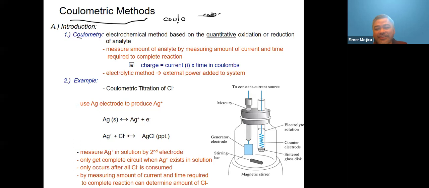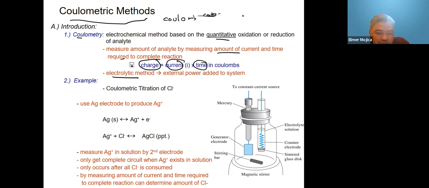So in colummetry, so that's based on coulomb, which is the unit of charge. So it's an electrical method based on the quantitative redox of the analyte. So what it do is measure the amount of the analyte by measuring the amount of current and time to complete the reaction. So the charge here is just equals to the current times time. Okay, so this is what we call an electrolytic method. What does it mean? You need to apply power.